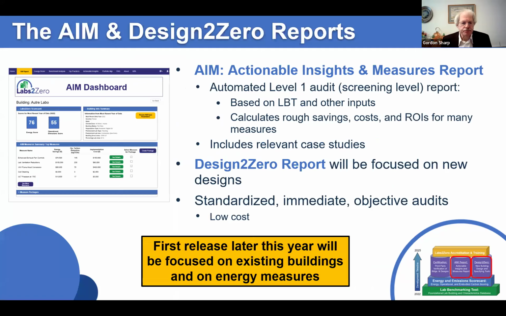Next slide. So again, one of the bigger developments that we're currently in the middle of right now is the development of the AIM, the Design to Zero reports. These are automated reports that will give you a list of energy conservation and emission reduction measures, allowing you to see which measures apply to your building based on your climate, your situation, your types of research, et cetera, and indicate the rough savings those measures would provide, the rough costs of implementing them, and the return on investment. And included in that would also be relevant case studies.